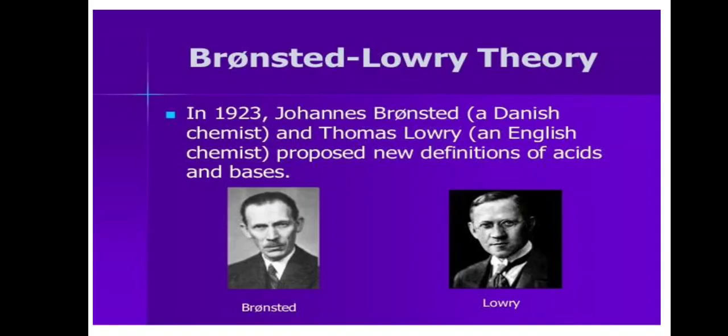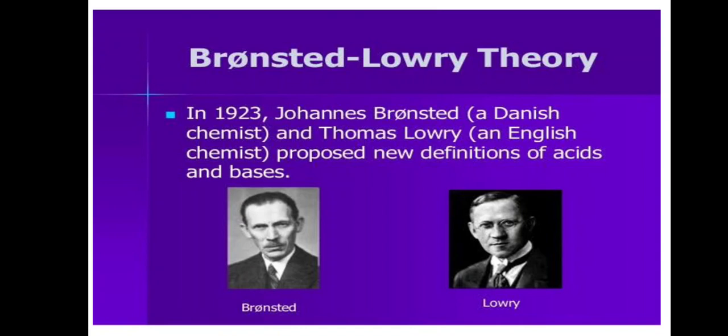Now we will learn the second theory about acids and bases. And a question arises here: why did this new theory come to explain acids and bases? Because the Arrhenius theory was only applicable to those compounds which can be dissolved in water, and it was not applicable to those compounds which are not able to dissolve in water. Number two, the Arrhenius theory was not able to explain the basicity of ammonia, because ammonia's formula is NH3 and it doesn't contain a hydroxide ion, but it was still a base.